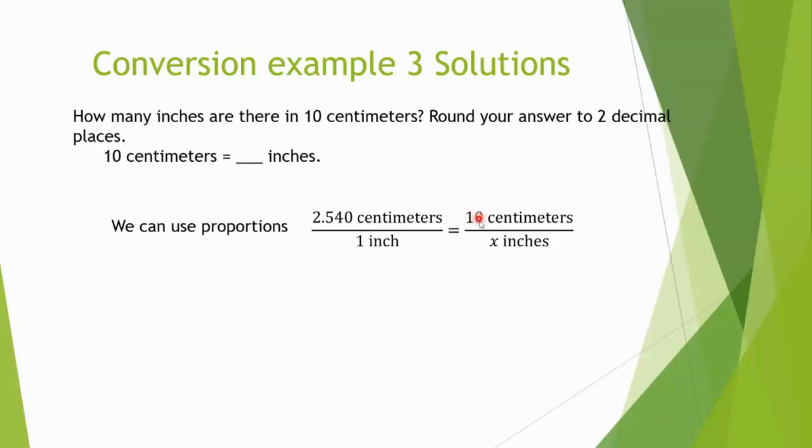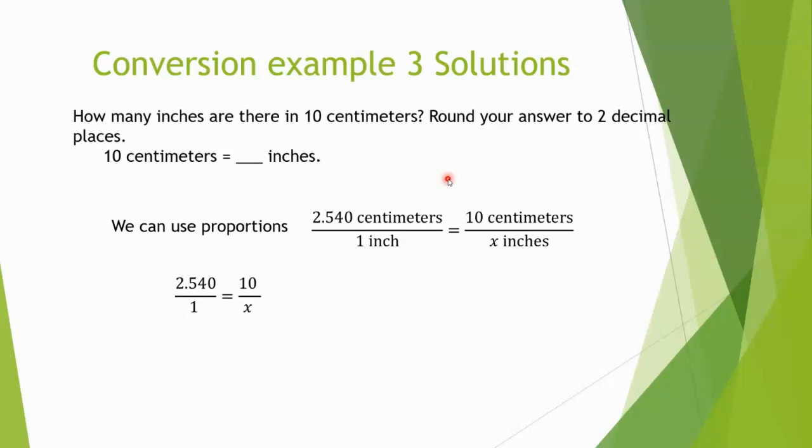And again, wait, I got ahead of myself. And again, make sure the units are in the right spots. So centimeters for me is on top, inches is on the bottom. If you use the other conversion where you have 1 inch over 2.54 centimeters, then on the right side, this would be inverted. Okay, so here's what we have. And again, we want to figure out what x is.